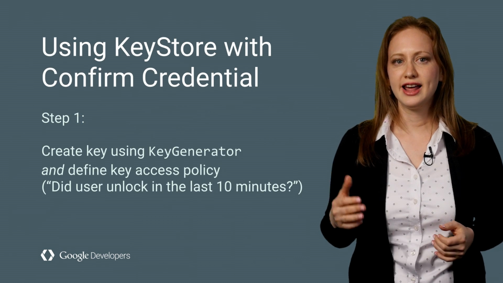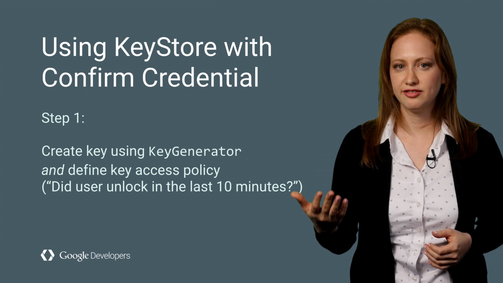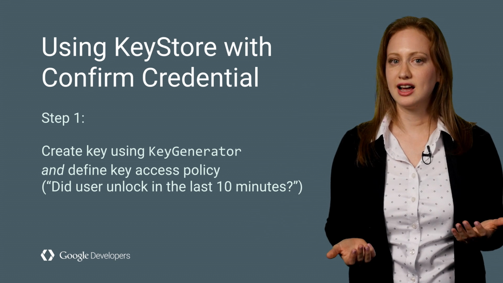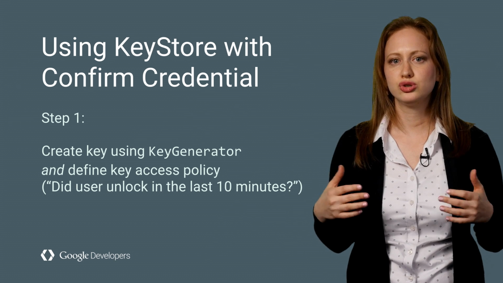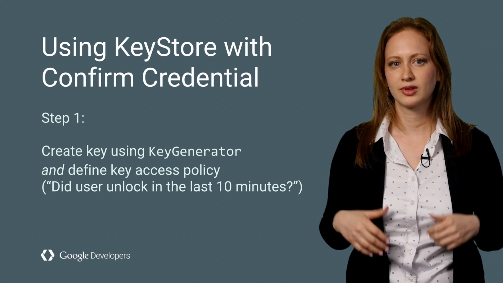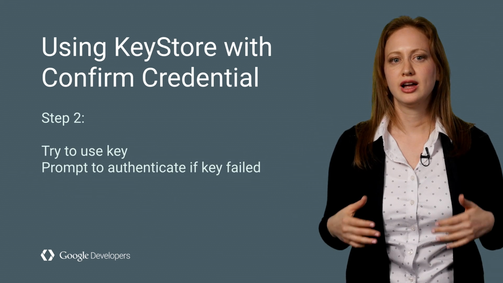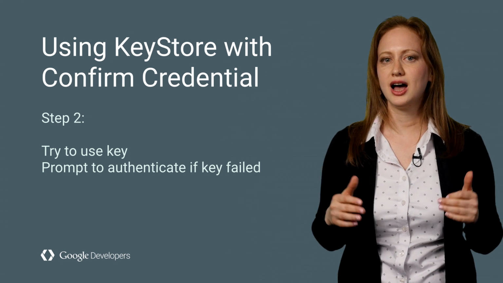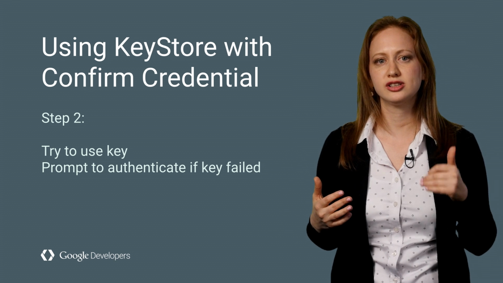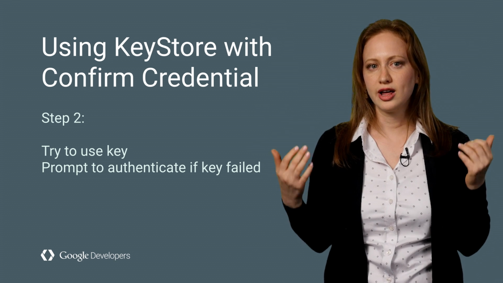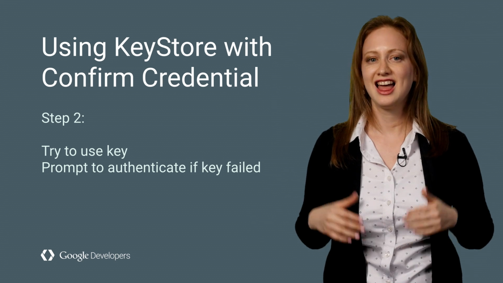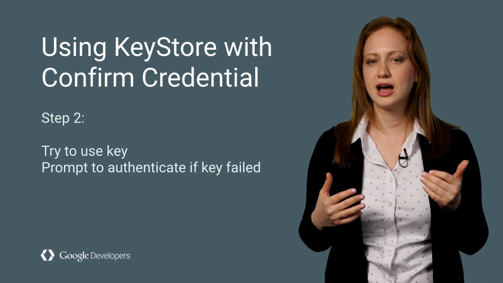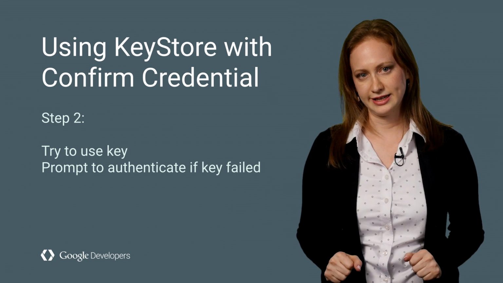With Confirm Credential, an app can create a cryptographic key and tie it to the device lock screen with a timeout policy. For example, did the user unlock the device in the last 10 minutes? Note that developers can choose what timeout they wish to require. When the app wants to authenticate the user, it should first try to use the cryptographic key. If that fails, the app should prompt the user to authenticate using the Confirm Credential API. This will automatically unlock the cryptographic key. The key access timeouts are synced across the system. This ensures that different apps prompt to authenticate only when needed.